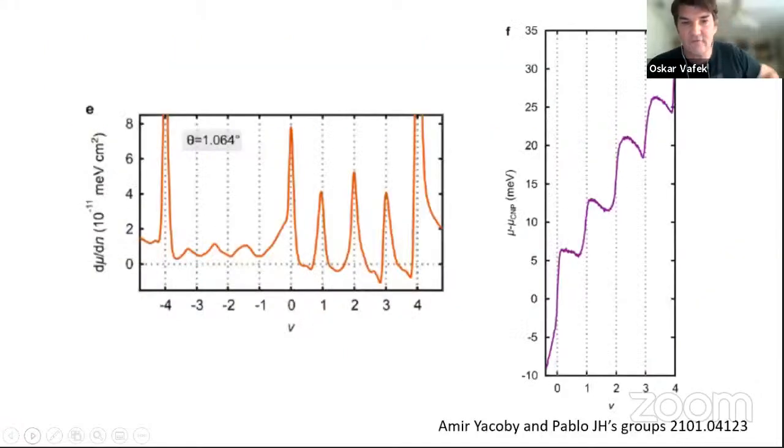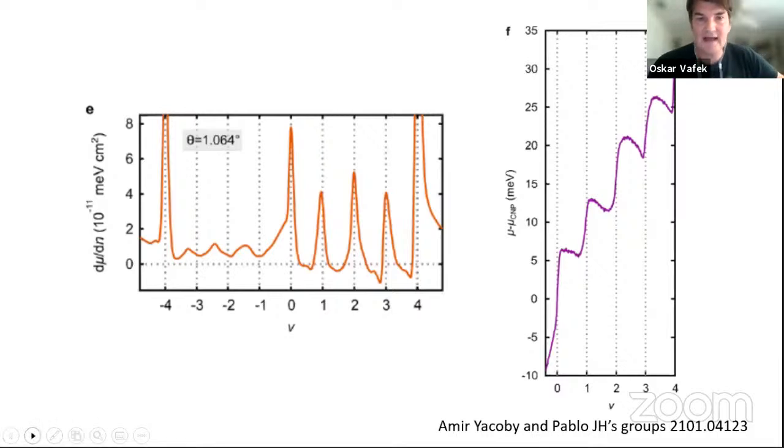There is additional data from Amir Jacobi and Pablo Carrillo Herrero's collaboration on samples which are probably hexagonal boron nitride aligned. There you can also see these sawtooth features clearly with negative compressibility. And I think in this case, at positive integer fillings, they even saw gaps.